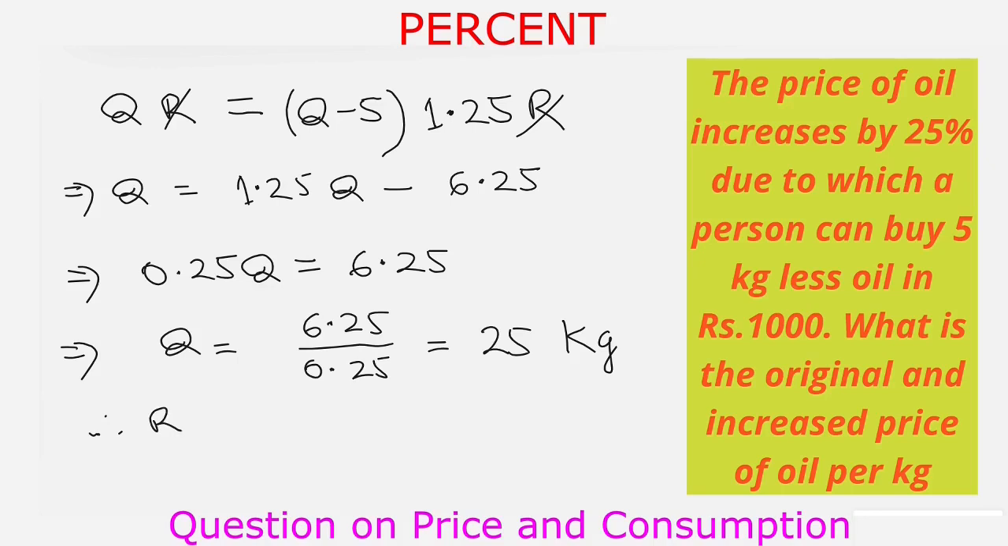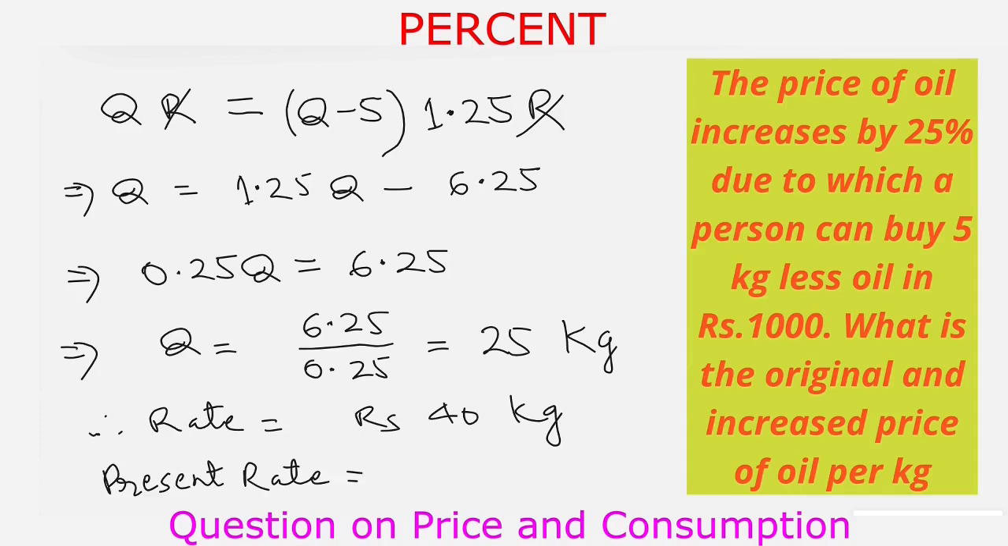Therefore earlier rate was 1000 divided by 25, which is rupees 40 per kg, and present rate is 25% more than the earlier rate. 25% of 40 is 10 and 40 plus 10 is rupees 50. So the present rate is rupees 50 per kg. This way we can calculate the present and the earlier rate per kg of oil.